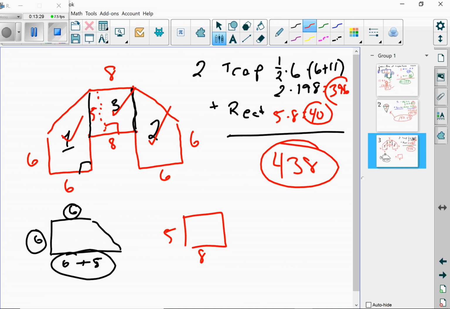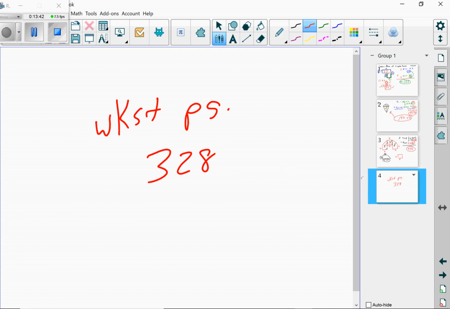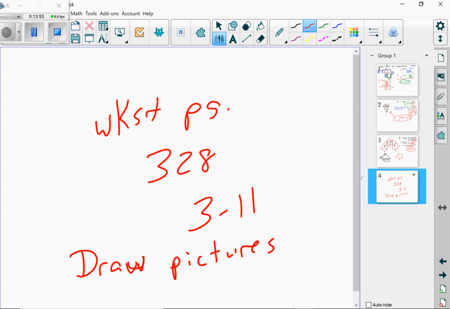Okay, guys, that's it for this one. You're going to be working on a worksheet PDF that I've uploaded. It's worksheet page 328, problems 3 through 11. It will help you to draw the pictures on your paper. Draw the pictures on your paper, okay? And then see, this is all we're going to do this week. There'll be nothing else new. We're going to practice this for a couple of days. So I hope this helps you. Go back and rewatch the video if you need to. Take good notes, and I think you'll be fine. All right?